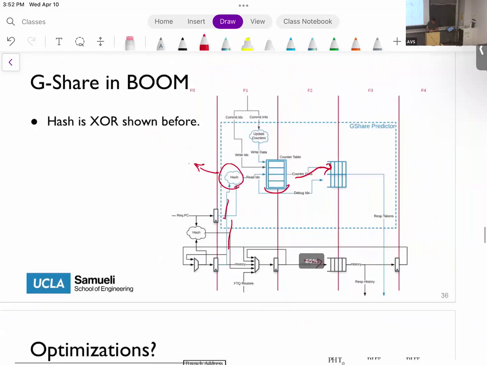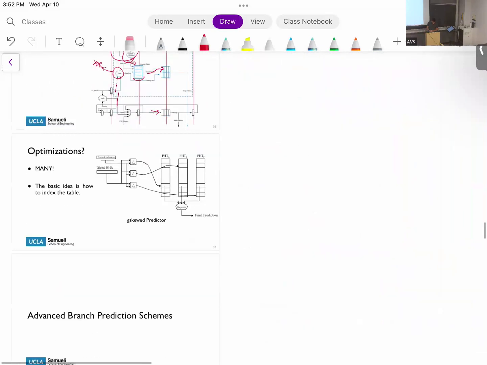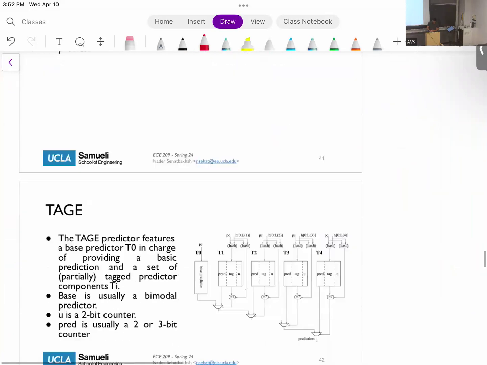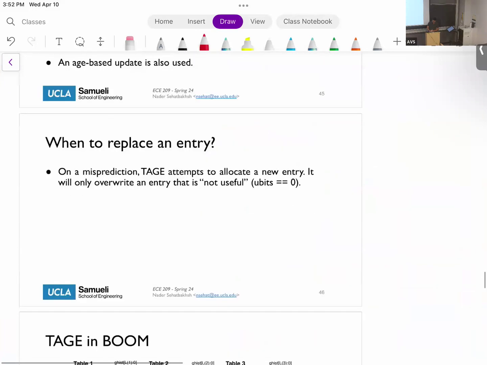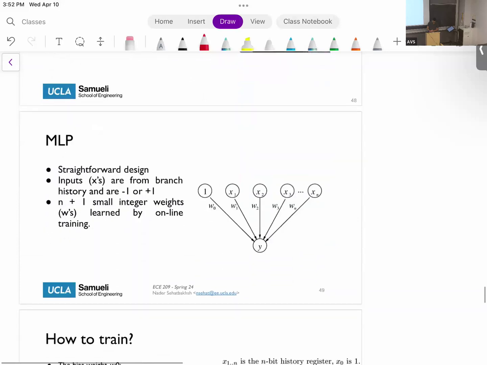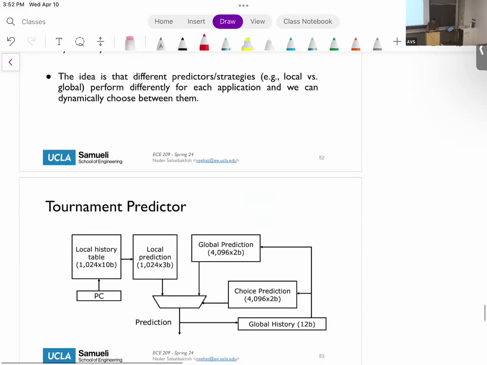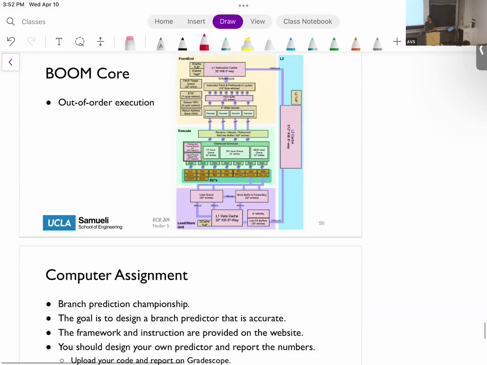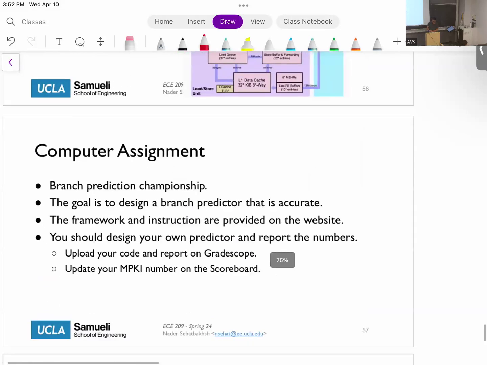All right, so we have to talk about the optimizations of TAGE and so on. Don't forget that your computer assignment 1 is out, which is about branch predictors. Start working on it and start thinking about it, and we're going to finish this next week. Okay.